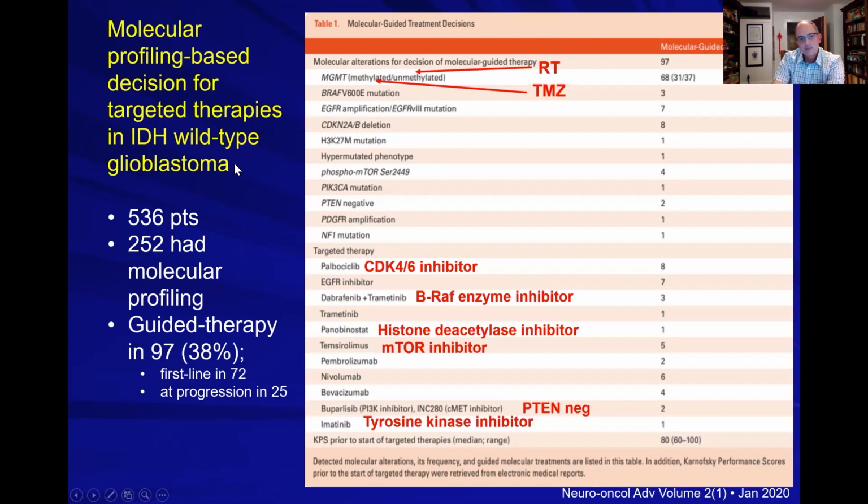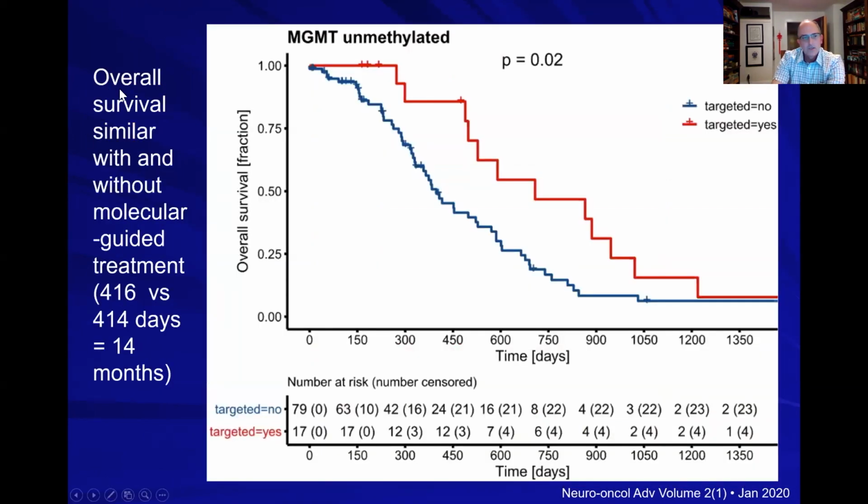Here's an example of a recent study that just came out earlier this year, where they used molecular profiling-based decision-making to decide on a targeted therapy in their GBM patients. They identified these mutations, pulled very specific drugs off the shelf that target those mutations, and then used that strategy to treat their patients after they got standard of care, of course. Their conclusion said that overall survival was similar with or without this molecular guided treatment. So I would say more work needs to be done.